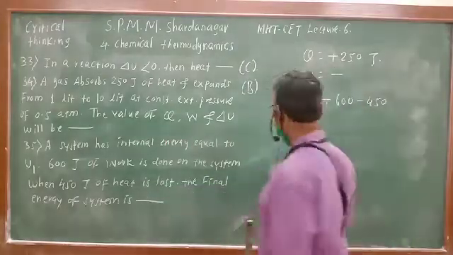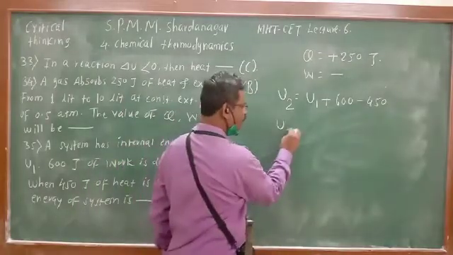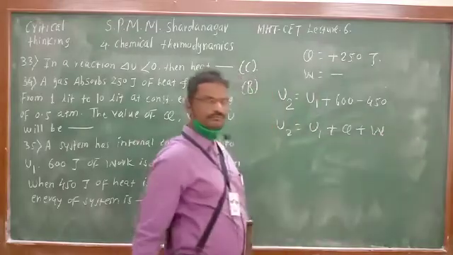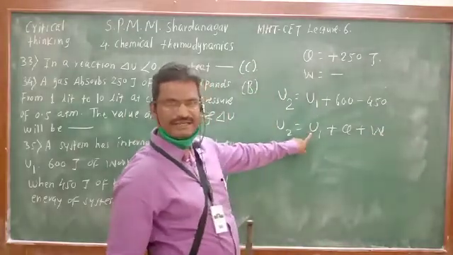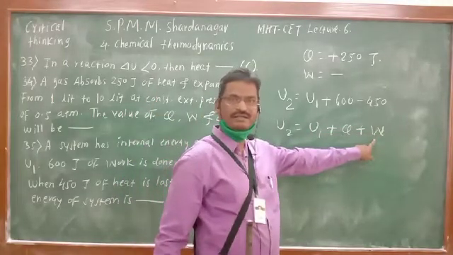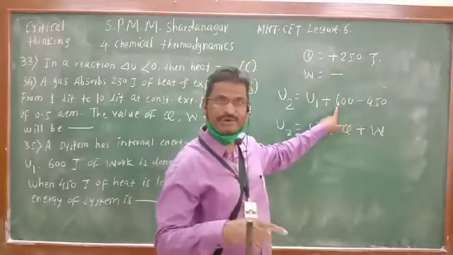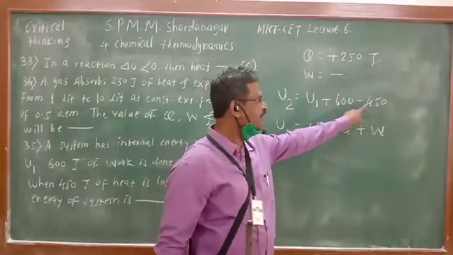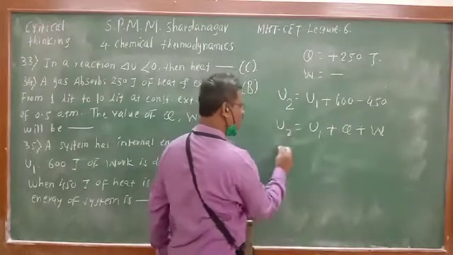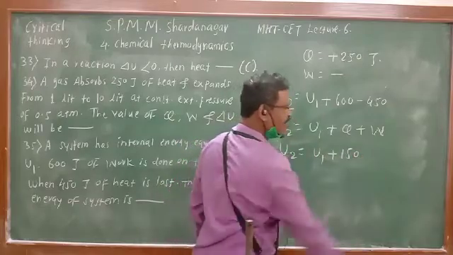Then the final internal energy U2 we have to calculate. We have studied this formula: U2 is equal to U1 plus Q plus W. Because the initial internal energy increases whenever heat is absorbed and whenever work of compression is done on the system by the surroundings. Here work done is from surroundings to system, compression 600. But heat is lost, therefore Q is minus. So on solving this, final internal energy will be initial internal energy plus 150.